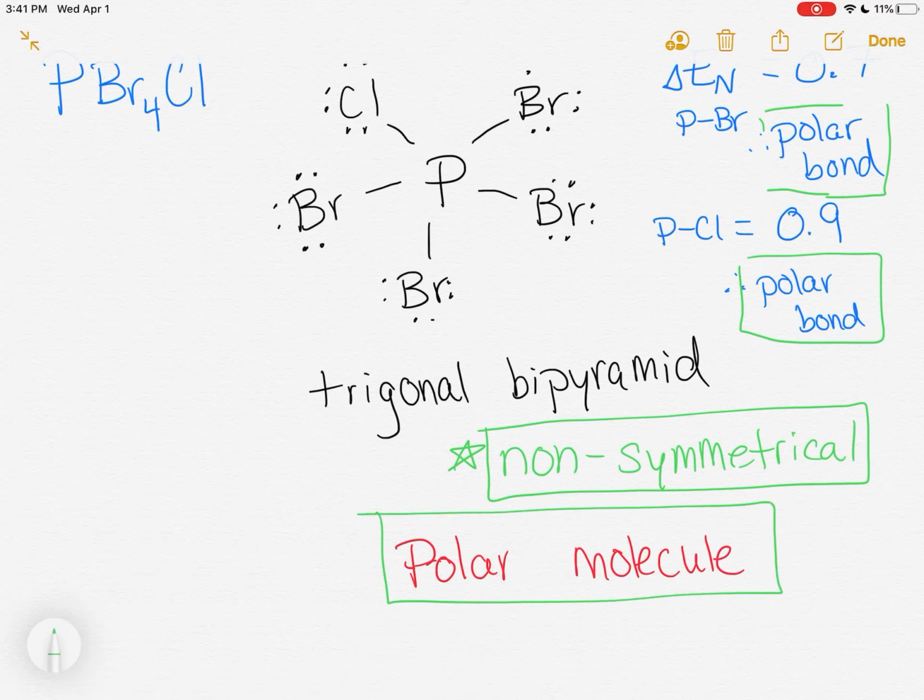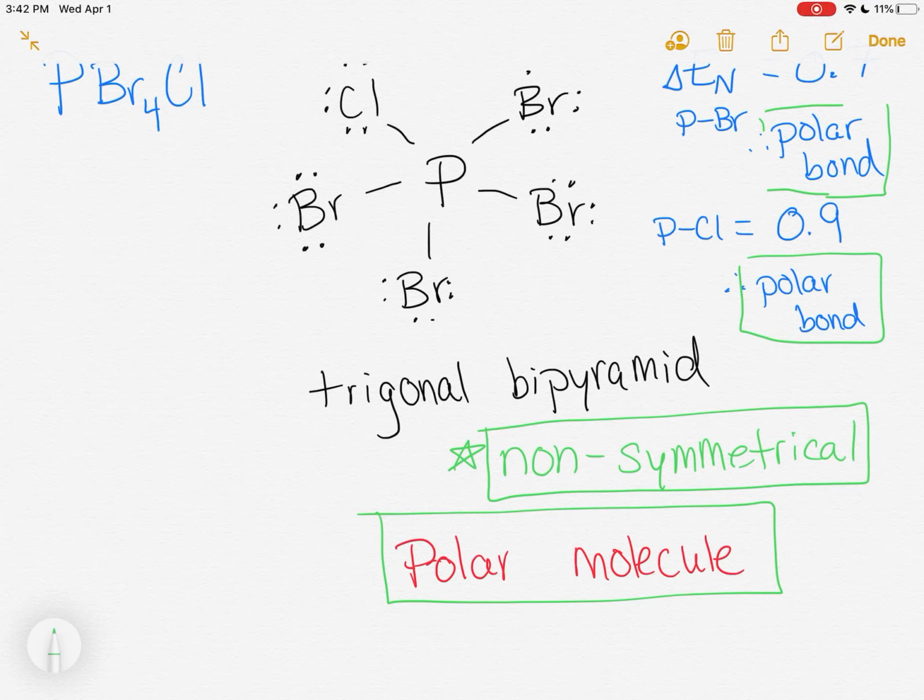And so we're going to have that situation where we have polar bonds, but we have more than one. So we have to look at the symmetry. This is a non-symmetrical shape because the trigonal bipyramid bonds are not all identical. Okay, and that's the big trick here, is that a trigonal bipyramid is normally symmetrical, but since the bonds are not all equal, it is now no longer symmetrical. And in order for our polar bonds to turn into a nonpolar molecule, they would have to be symmetrical.